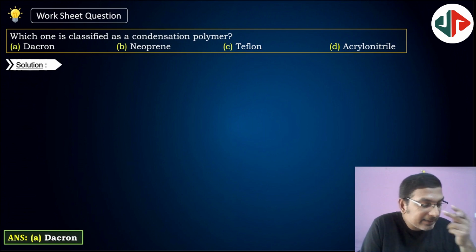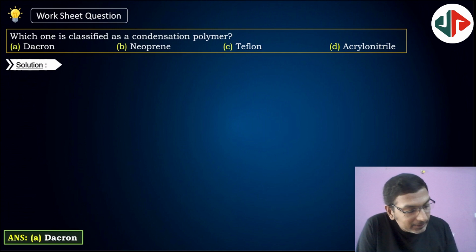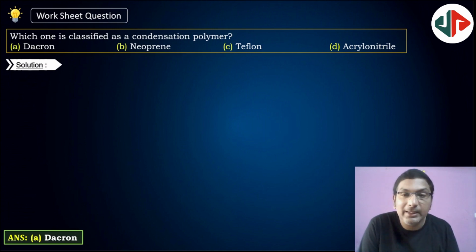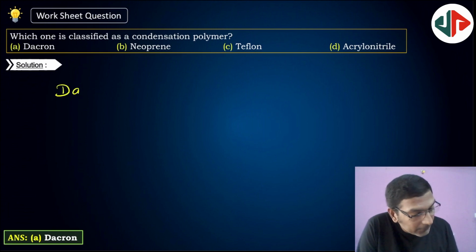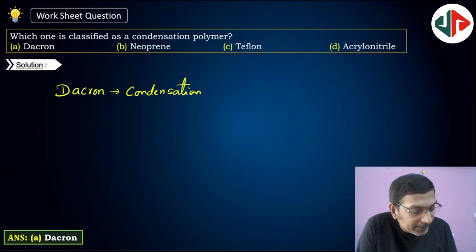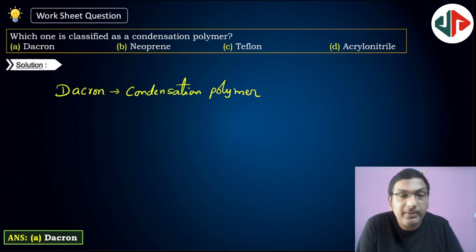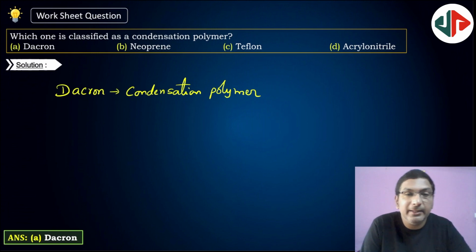Which one is classified as condensation polymer? Neoprene is addition, Teflon is addition, acrylonitrile is addition, Dacron is a condensation polymer due to the presence of functional groups. Terylene is also known as Dacron.